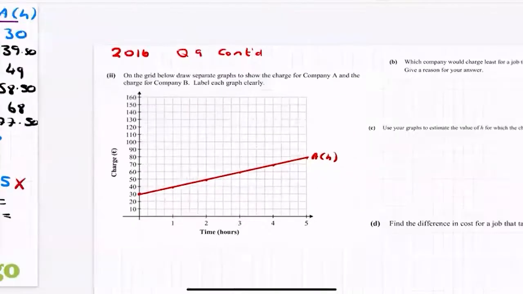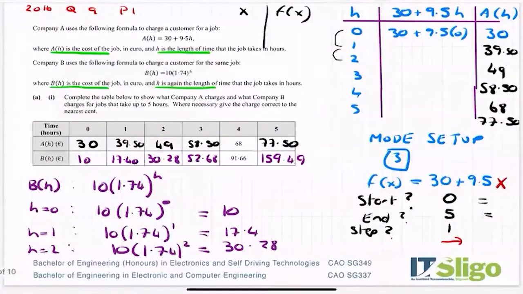It is a line. I would expect it to be a line because when I look at this function, it is what's called a linear function. Okay, it's just h to the power of 1. And when that happens, when the value you're subbing in for is to the power of 1, you'll always get a line. This one where the h is in the power will be what's called an exponential curve. So I would expect it to start off slow and then shoot up.